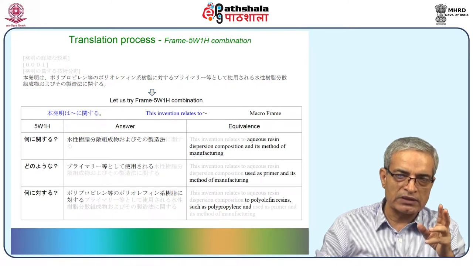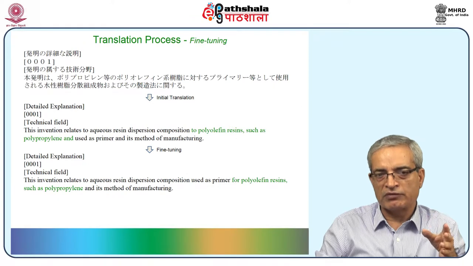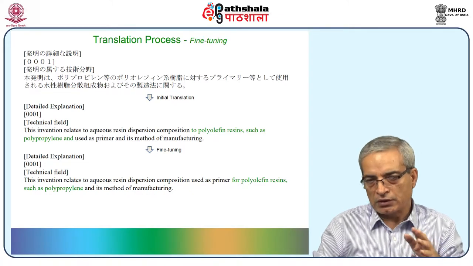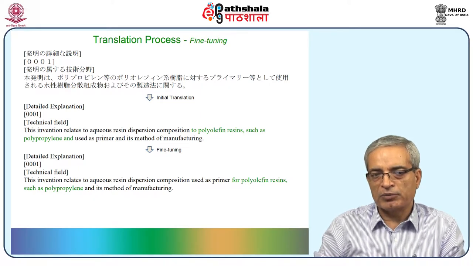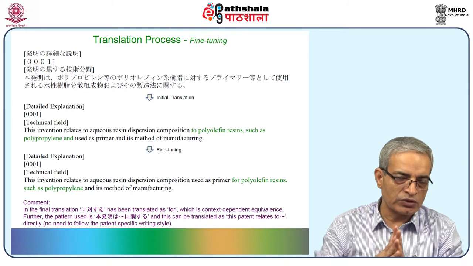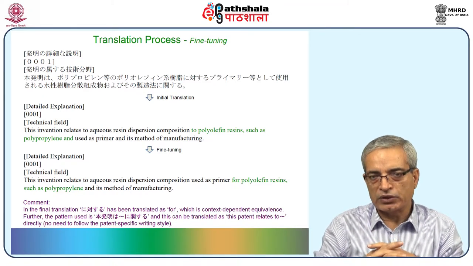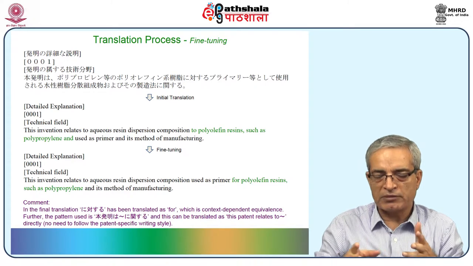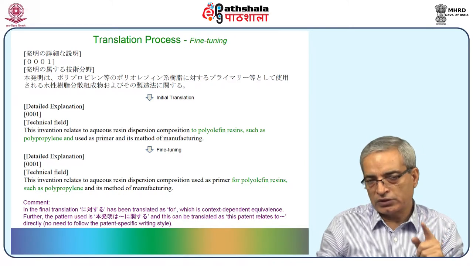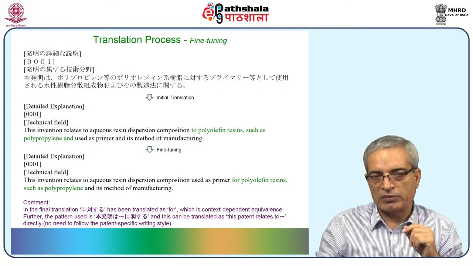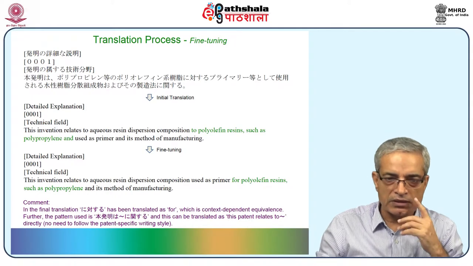Looking at this alone gives you a sense that it's not a very good flow, so let's modify the flow by fine tuning, and it becomes: this invention relates to aqueous resin dispersion composition used as primer for polyolefin resins such as polypropylene and its method of manufacturing. Once again your question will be how to arrive at this conclusion that "for" is to be added in this particular case. This of course will come by 5W1H application. If you apply 5W1H during the transpositioning in the target language, it will come automatically. So in the final translation, ni taisuru has been translated as "for", which is context dependent equivalence.